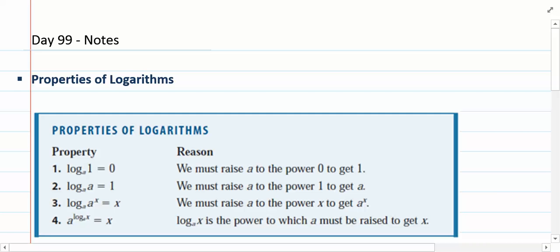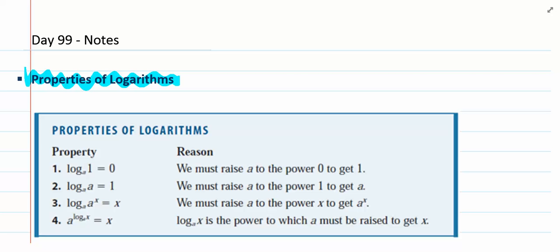Day 99 notes, pre-calculus. Today we discuss the properties of logarithms, or at least 4 of the properties of logarithms. We use these properties because they give us another method to solve for x, an unknown variable. So let's talk about these properties first, and I'll show you how they can be used with real number examples. And if we have time in this video, we'll show a couple examples of solutions as well. So here's our first property.